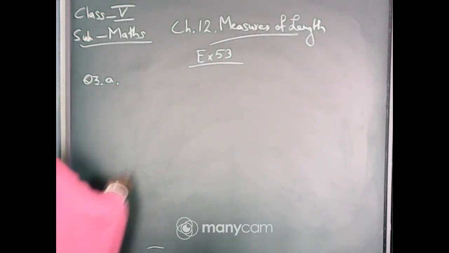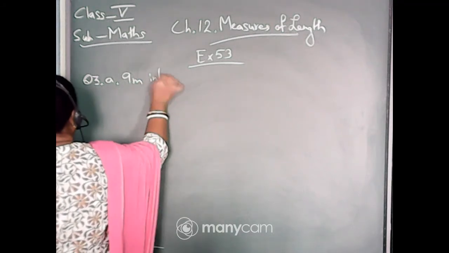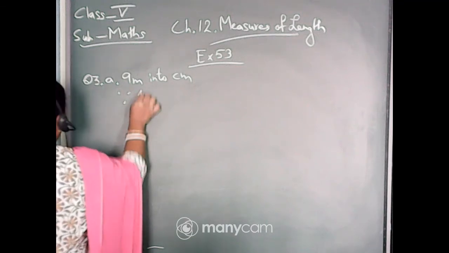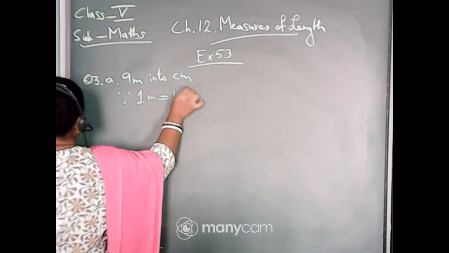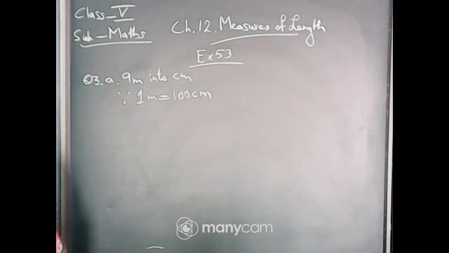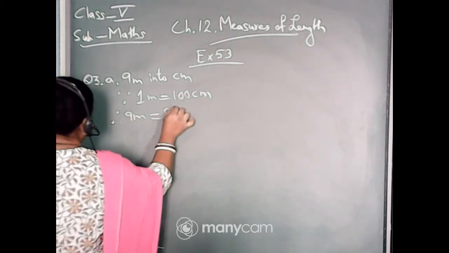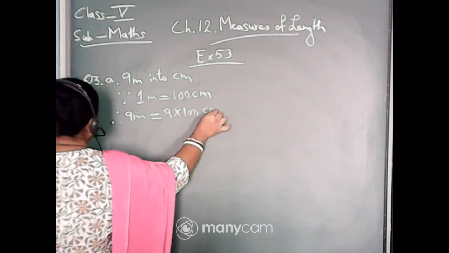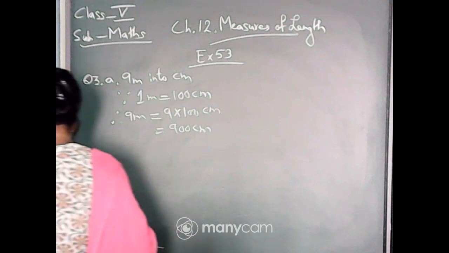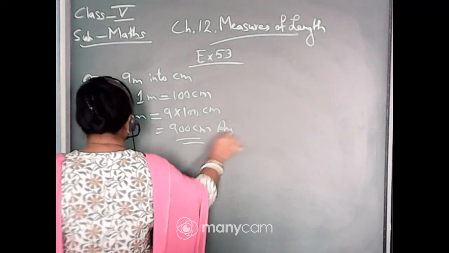Question number 3, the first one is given, 9 meter into centimeter. So what is the first thing we are writing? Since 1 meter is equals to 100 centimeter, we have to convert in centimeter. Therefore 9 meter is equals to 9 into 100 centimeter. That means the answer will be 900 centimeter. This way we will do the rest of the questions also.